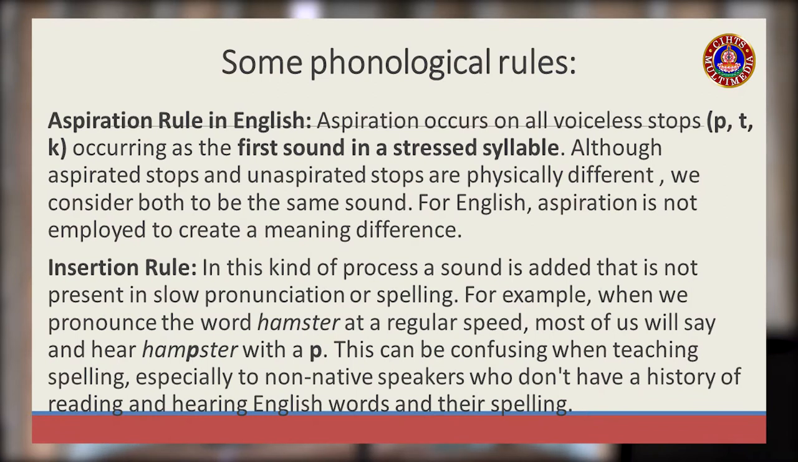Then you have some three or four rules, insertion rules. When you speak languages, sometimes you insert an additional sound which is not even there in the written spelling. For example, there is a word hamster. Hamster is the name of an animal. When you normally say hamster, it's okay. But when you speak very fast, again I'm thinking of American English, you tend to add an additional p while speaking, not while writing, only while speaking.